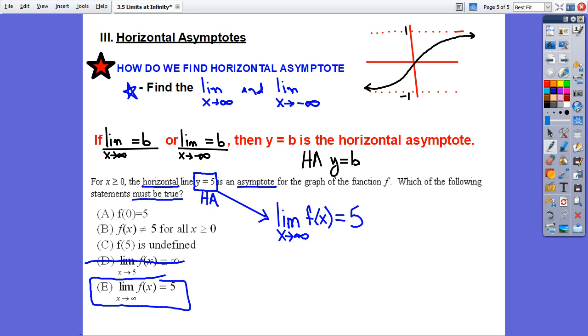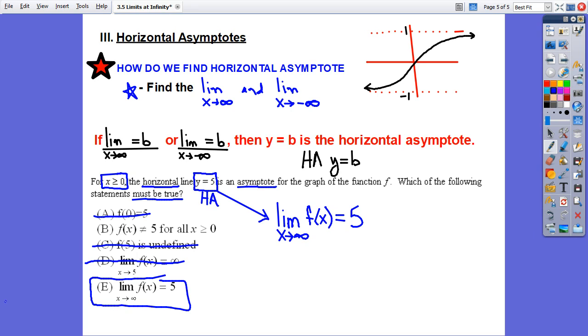F of 0 equals 5? I have no idea. Okay? Could be, but we don't know. F of 5 is undefined. Okay? We don't know what f of 5 is. We don't even know what the function is. We just know that the function hugs 5 as we go out to the right or to the left. In this case, since x is greater than 0, we're talking out to the right to infinity.